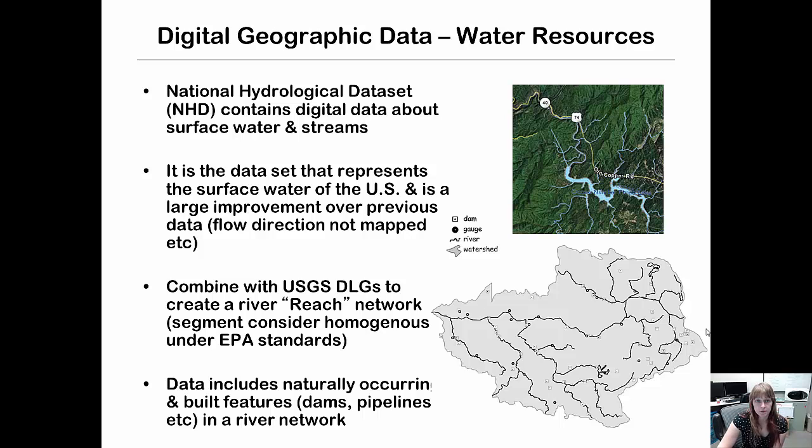Another thing that you can get off USGS's National Map website, which we will go into later, is the National Hydrological Dataset. And this contains data about surface water and streams within the U.S. And this actually is a large improvement over previous data because previous data had the features, but they didn't actually show where the water flowed. You need that information in order to do any type of watershed analysis. So when they combined the newer data set with USGS river networks, essentially, that allowed people to actually do flow analysis for rivers and any other hydrologic data that they might have.